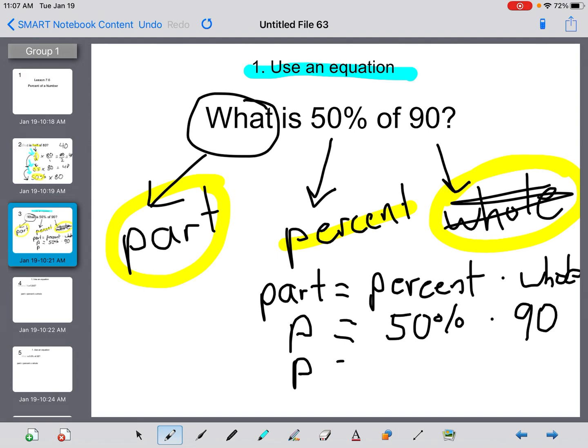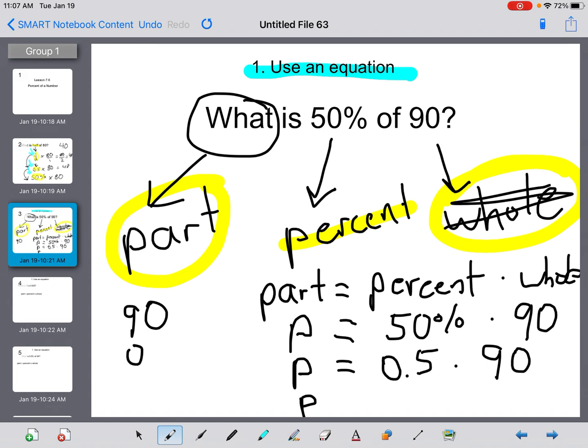Then my second thing is I'm actually going to change my percent to a decimal. And remember, we just worked on that yesterday. When you change percent to a decimal, you divide by 100. So I know it's going to be 0.5 times 90. Now again, some of you can do this in your head, but if you can't, that's fine.